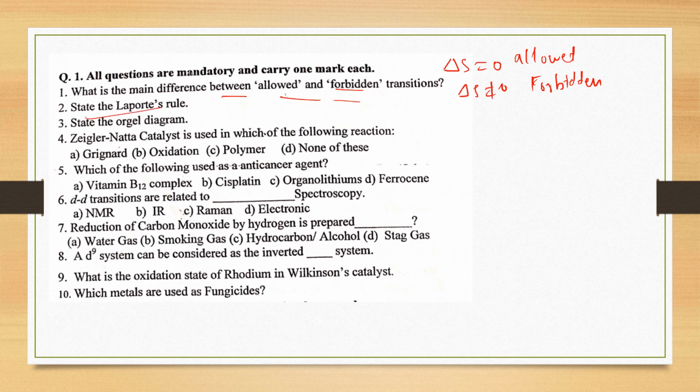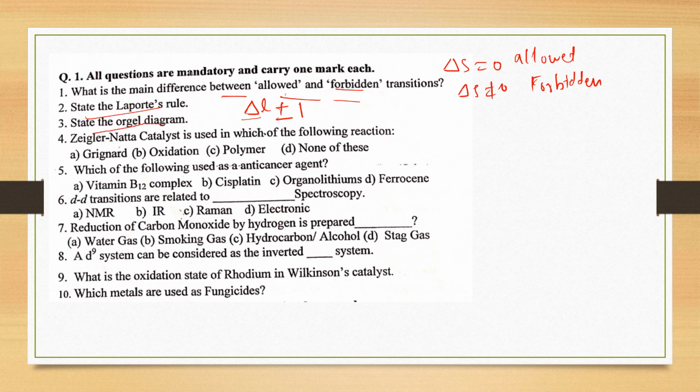State the Laporte selection rule. According to the Laporte selection rule, if a transition is allowed, then the delta L value must be plus or minus 1. L represents the angular quantum number, so the change in angular quantum number must be plus or minus 1. It may be plus 1 or it may be minus 1. That is the Laporte selection rule.